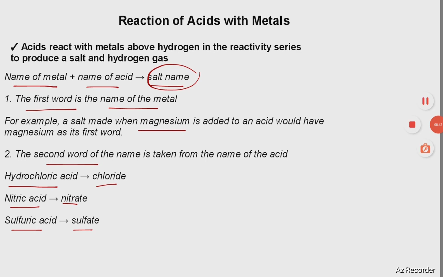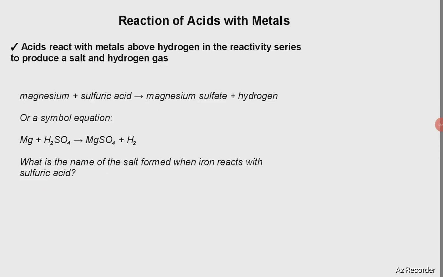Here, looking at this reaction, you have magnesium reacting with sulfuric acid. Like we said, the first name comes from the magnesium, and then the last name, sulfuric, becomes a sulfate. And this is how you write it in symbol form. Let's look at this one. What is the name of the salt formed when iron reacts with sulfuric acid? What happens when iron reacts with sulfuric acid?